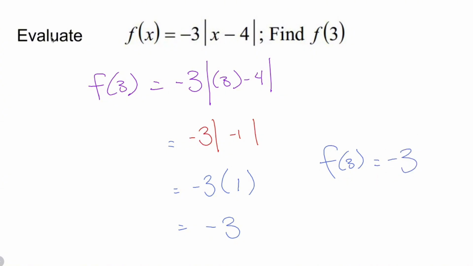All right, so evaluating a function means taking that number, plugging it into x, and not forgetting the parentheses, even though in this case the parentheses wasn't that necessary. More often than not, it is necessary. Make sure you use it. And I had to do absolute value stuff first, and then I could multiply, and I ended up with negative 3. So f of 3 is negative 3, the end.